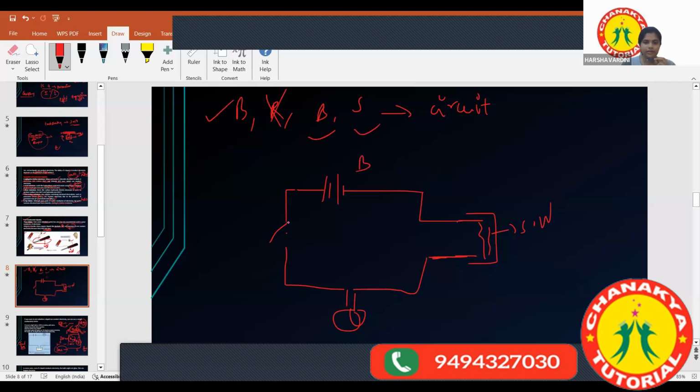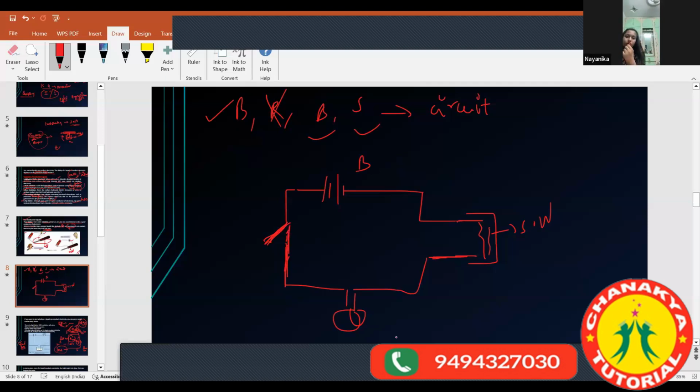This is the battery. This is a switch. The switch is open, right? This is a representation of a switch in a circuit, and this is open, right? Yes, ma'am. I have to close it. If I close it, it will be closed. Okay, fine. Now what will happen?